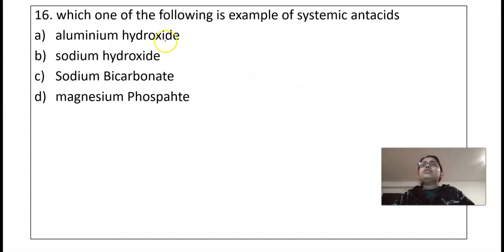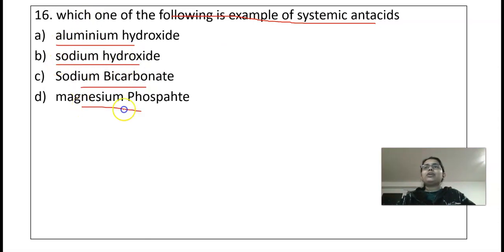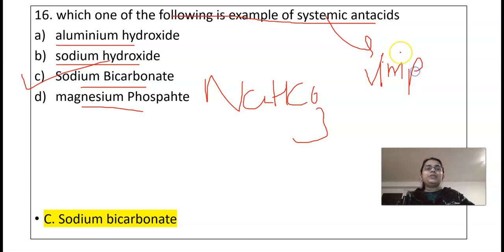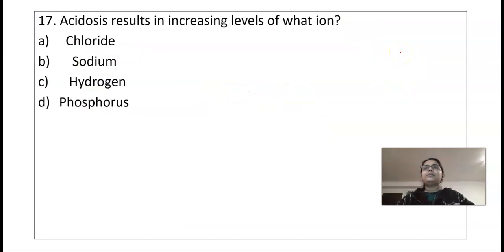Next question: which one of the following is an example of systemic antacid? Systemic and non-systemic antacid, very important question from gastrointestinal agents. That is the 3rd or 4th chapter of PIC, pharmaceutical inorganic chemistry. The options are aluminum hydroxide, sodium bicarbonate, magnesium phosphate. So you have to choose one, right? The correct answer is sodium bicarbonate. This is very important as per my logic, a very VIMP question. So please do it. Sodium bicarbonate is the correct answer.